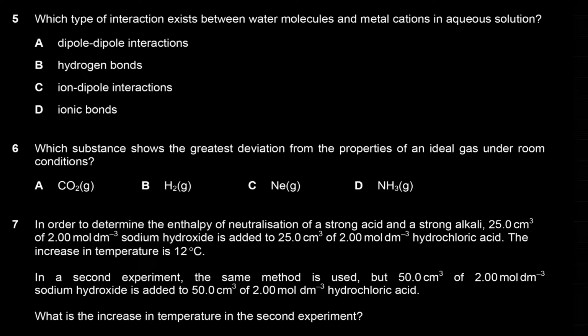Question number 5. Which type of interaction exists between water molecules and metal cations in aqueous solution? Water is a polar molecule, so we know that it has a net dipole. It doesn't show ionic bonding.